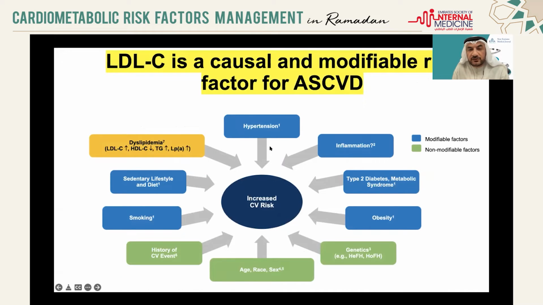So these are all the risk factors. Although maybe for this topic we can just focus on lipids, all these risk factors contribute to cardiovascular events. Cardiovascular events means a stroke, heart attack, and then peripheral vascular diseases. So any of these contribute to this. If you want to discuss hypertension, it doesn't mean you forget about the others. And this applies whether you are fasting or not fasting.